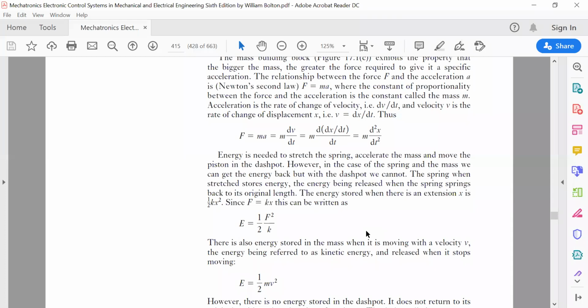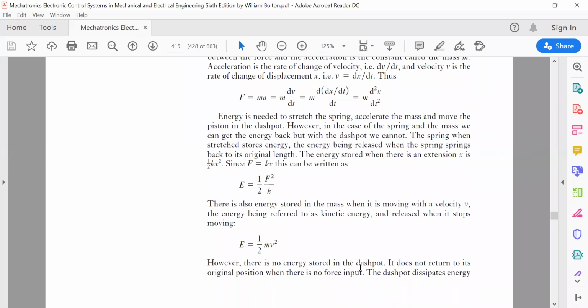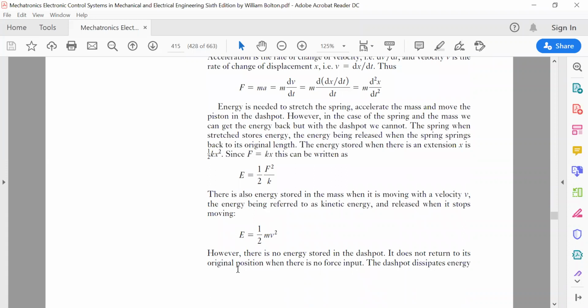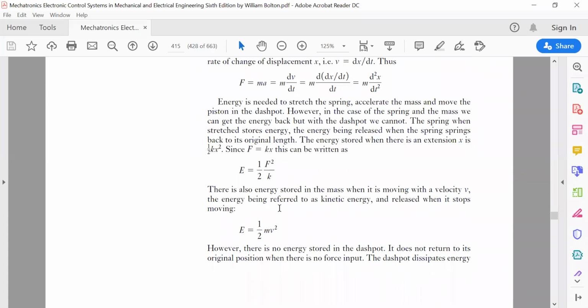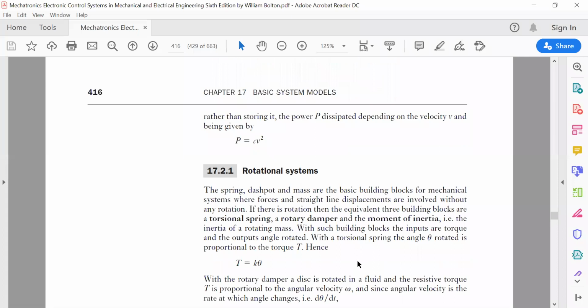So if I'm talking about a spring, definitely there will be some energy stored over there, and that energy is nothing but E is equal to half F square by K. If I'm talking about a mass, then this energy would be half m v square. So these are the two energies which we can get back. But if I'm talking about the dashpot system, there is no energy stored in the dashpot. It does not return to its original position when there is no force input.